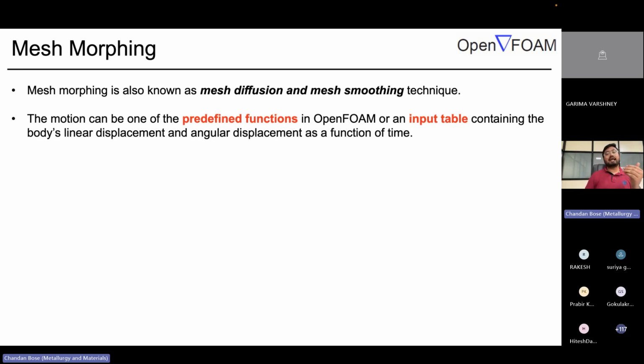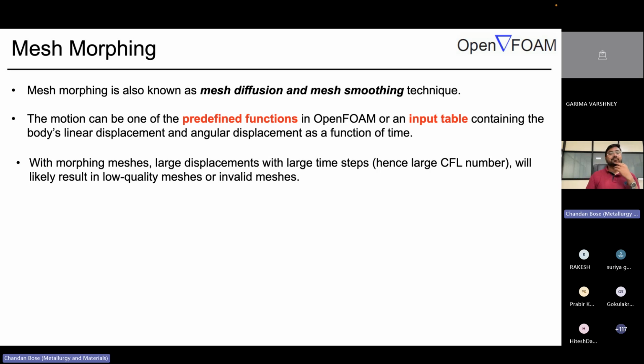In that case, we have to use an input table, and we have to actually give the coordinates with the time for a particular control point on the body, right? For example, center of gravity. And we have to give the linear displacement and angular displacement as a function of time in a tabular form. So these are the two ways.